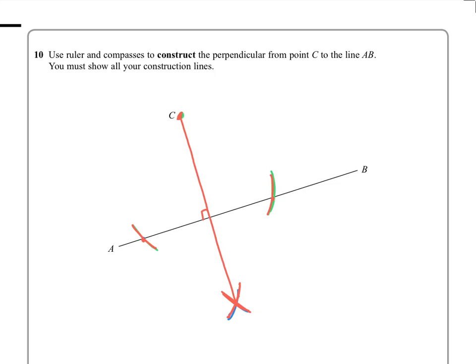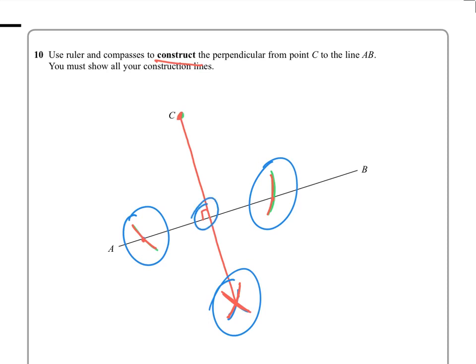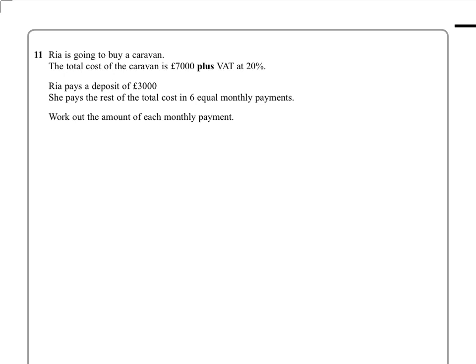So have we done it? Use ruler and compasses to construct the perpendicular from point C to the line AB. You must show all your construction lines. Yeah, it's really important that you really overemphasize these parts here. Okay, and then put this in for good measure. Okay, next one.